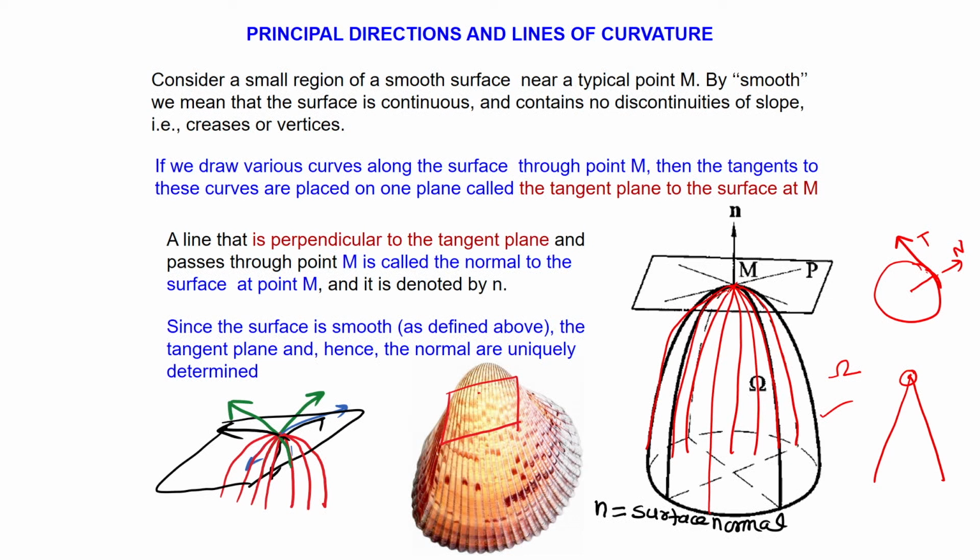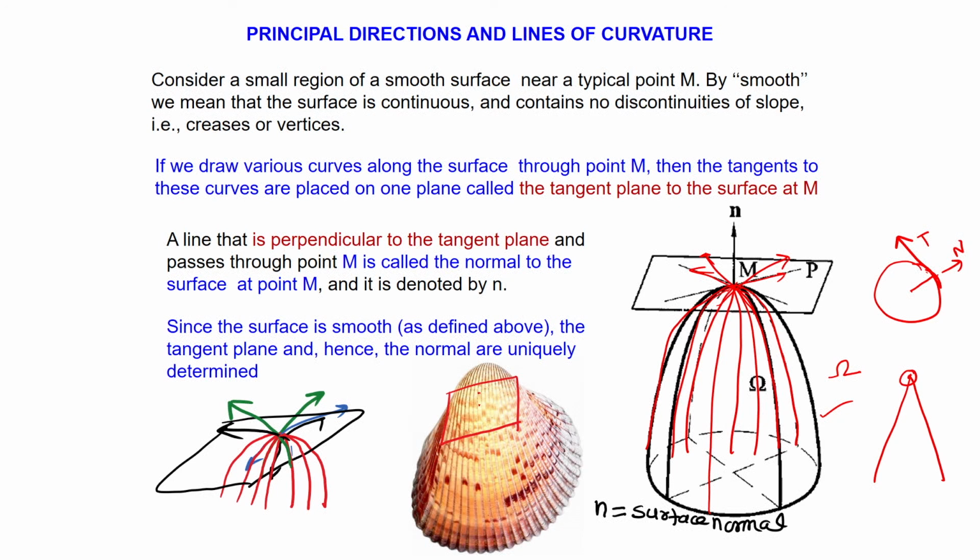Same thing is here, over this surface, for each line there will be one tangent. Let us say for this line this tangent, for this line this tangent, and for this line this tangent. So, the tangents to these curves are placed on one plane, and that plane is known as the tangent plane to the surface at M.